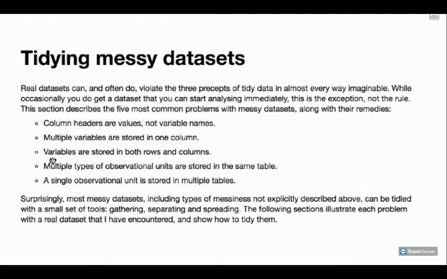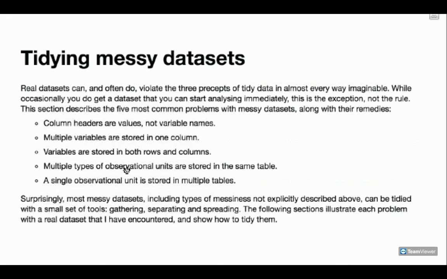One of the other qualities of messy data sets is that variables are stored both in rows and columns. So we don't want that. Some of these variables may be stored both in rows and columns, and I'll show you one example of that, where you'll have to linearize them, and you can do that easily using this tidyr package.